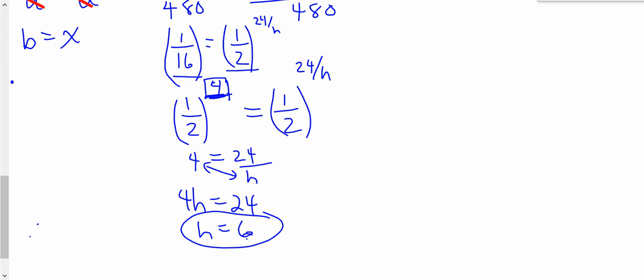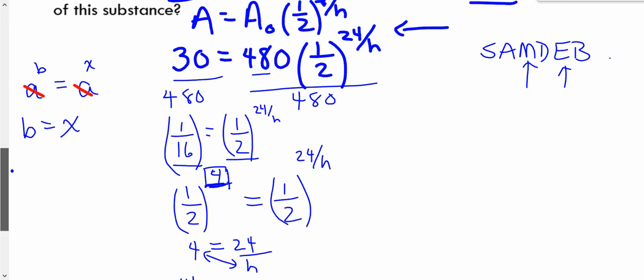So therefore, the half-life of this radioactive substance is 6 hours. So every 6 hours, my amount's going to cut in half. Sorry, my pen is so crappy. Okay. All right, so that's basically how I would expect you to do it in grade 11.